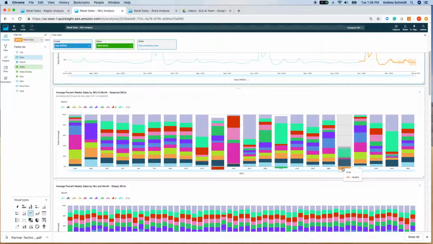We have some negative sales going on, and that would be something to investigate. That would tell me, okay, there's something going on with this SKU. What happened? Was there a recall? Was it a bad batch? Was there a lot of returns for some reason? And what would be the reason?